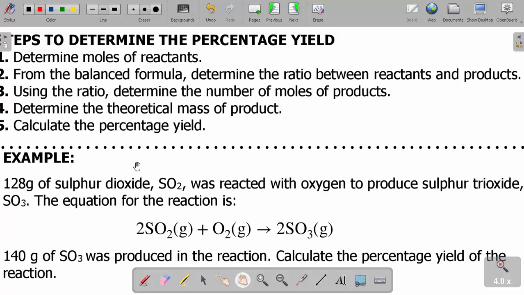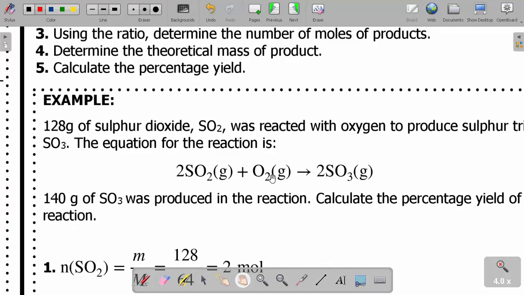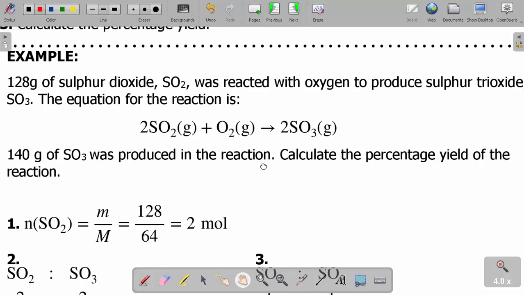For example, 128 grams of sulfur dioxide was reacted with oxygen to produce sulfur trioxide. The equation for the reaction is 2SO2 + O2 → 2SO3, that is 2 sulfur dioxide plus oxygen to give us sulfur trioxide. Now they said that if 140 grams of sulfur trioxide was produced in the reaction, calculate the percentage yield of the reaction. So don't forget that the mole ratio is 2 to 1 to 2.